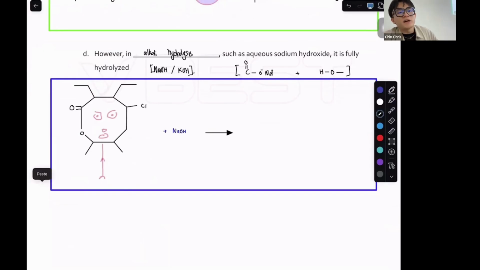What's the method to memorize organic reactions? The method to memorize is just to do more past papers. The more past papers you do, the better you get.